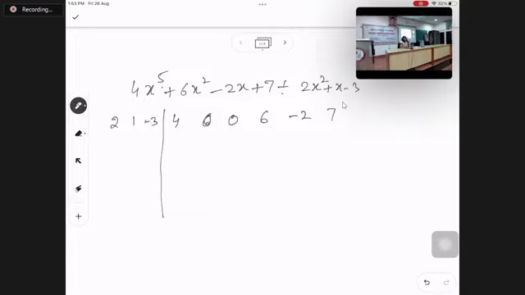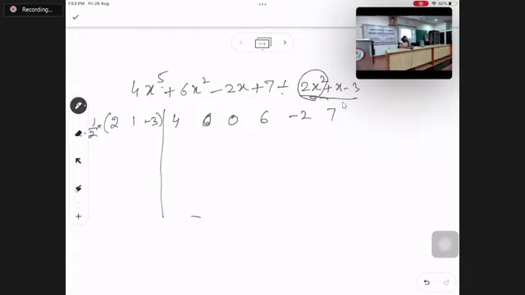There is a twist here. In the previous examples, the coefficient of the highest power of the divisor was 1, but here it is not 1. This method is applicable only if the coefficient of the highest degree of the divisor is one. So what should we do to make it 1? We will divide by 2, or multiply by half. So we multiply by half.